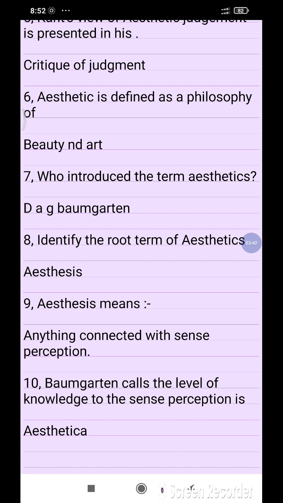Who introduced the term aesthetics? A. G. Baumgarten. Identify the root term of aesthetic: aesthesis, and aesthesis means anything connected with the sense of perception. Baumgarten calls the level of knowledge of the sense perception aesthetica.